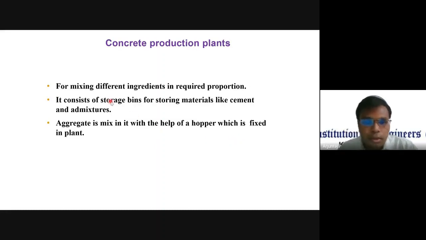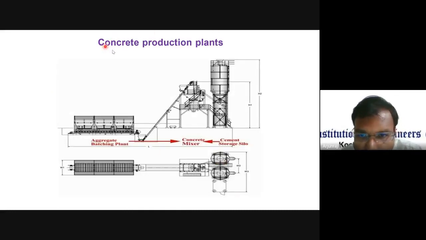You need to have the ingredients along with the sand and the stones, and when you go for concrete, you need the proper ingredients. You call this the storing material, where you have the cement and the mixers, mixed in proper proportions. You see, this is the concrete production plant, where you have the aggregate batching plant, the concrete mixer, and the cement coming out in proper ratios.